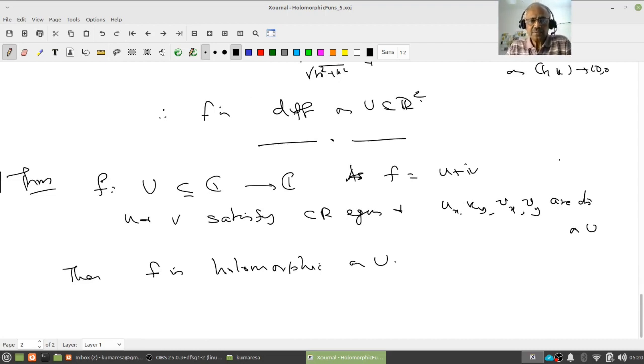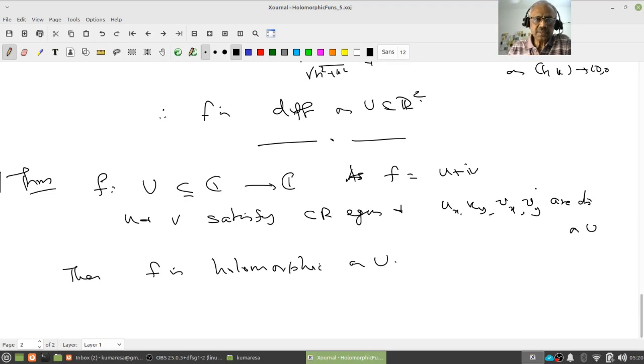If I have a function from C to C, and if it satisfies the Cauchy-Riemann equations and the partial derivatives of the real and imaginary parts are all continuous, that is ux, uy, vx, vy are continuous, then I want to prove it is holomorphic on U. Okay, this is what we want to prove. So if you want to prove it, what should I do?